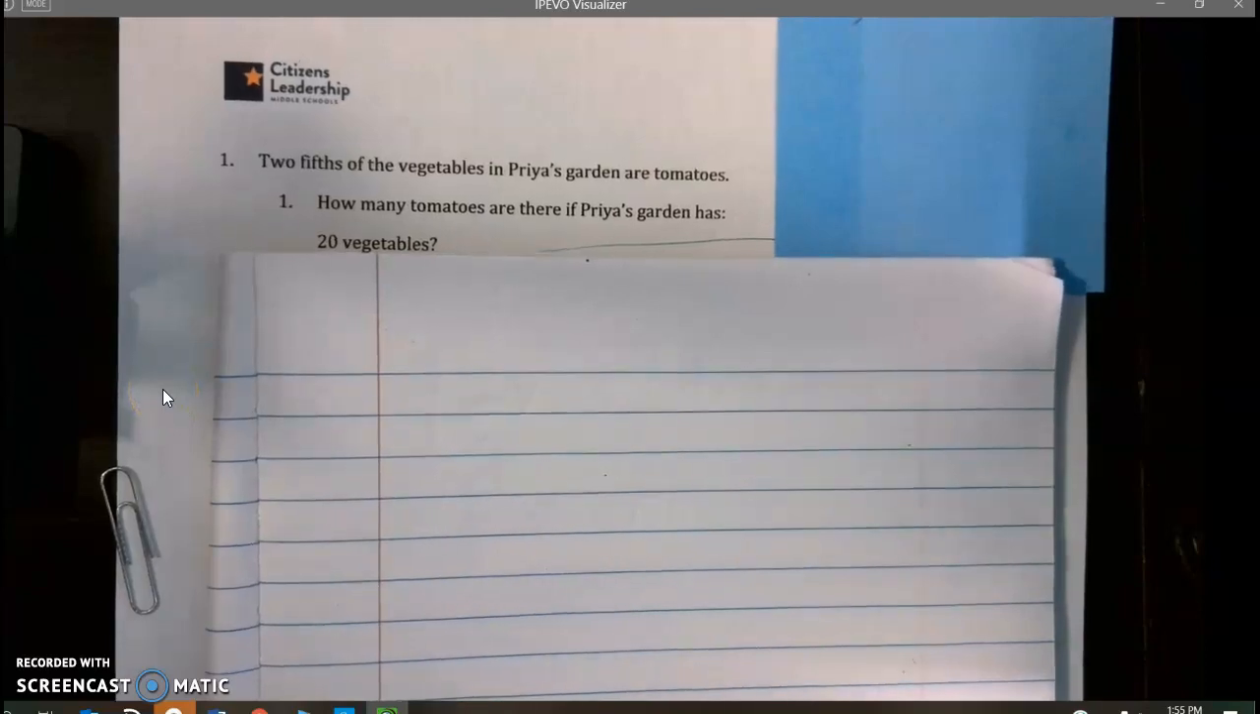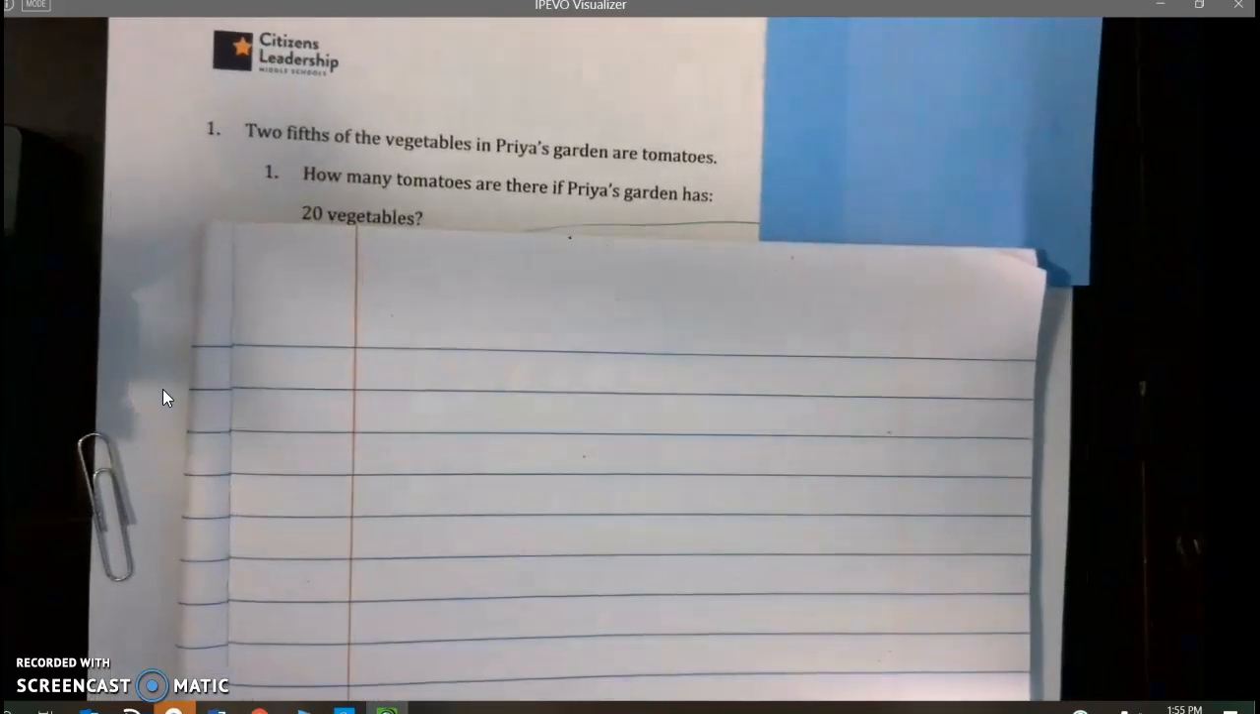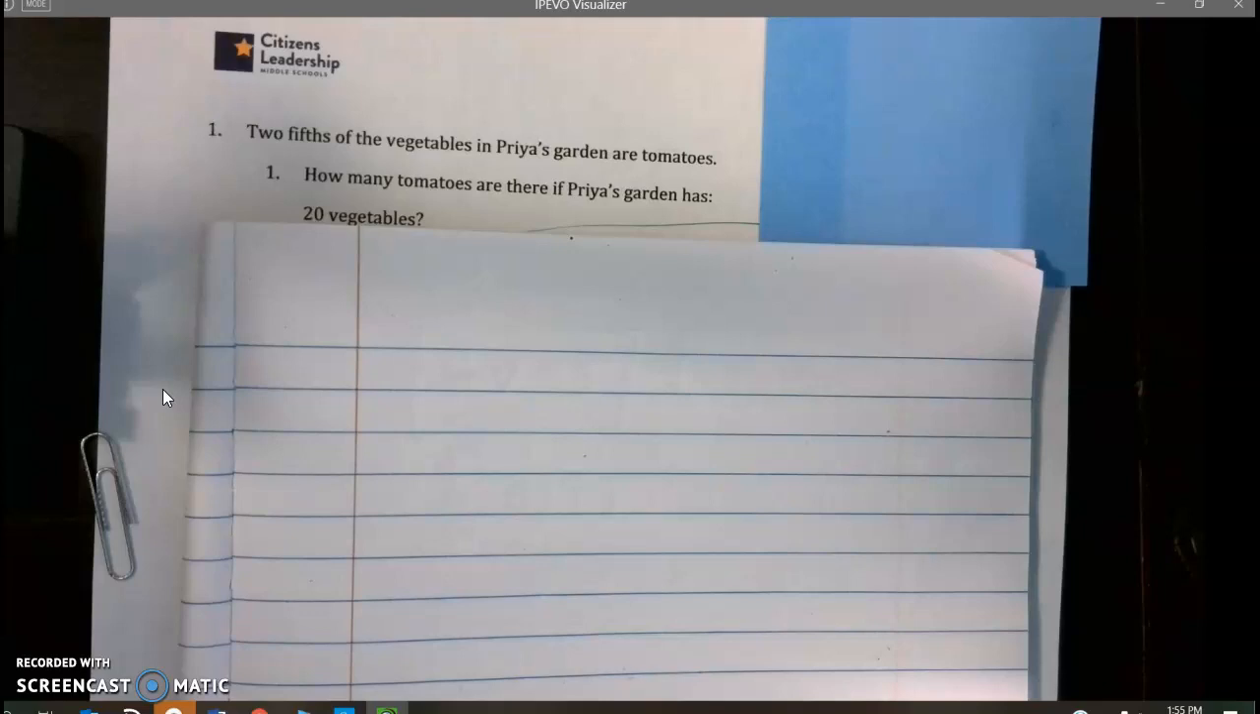Hey everyone! So I've just gotten multiple questions from today's lesson on equivalent expressions, particularly this problem, the one about Priya's garden. So I just wanted to make a little bit more of an in-depth video for all of you people who were struggling with this problem and just feel like you need a little bit of extra guidance.